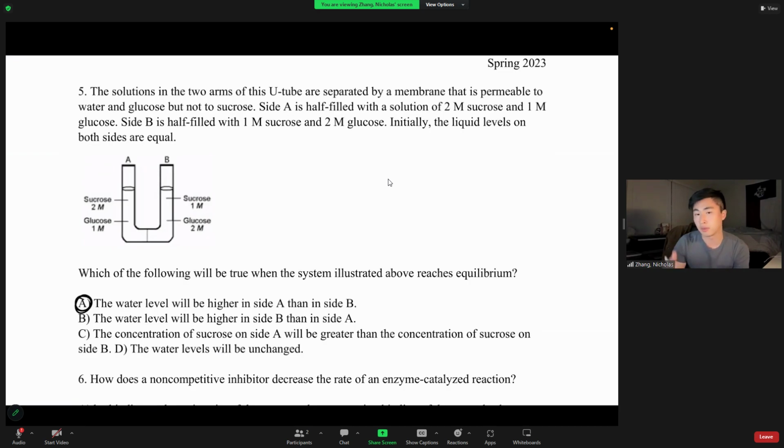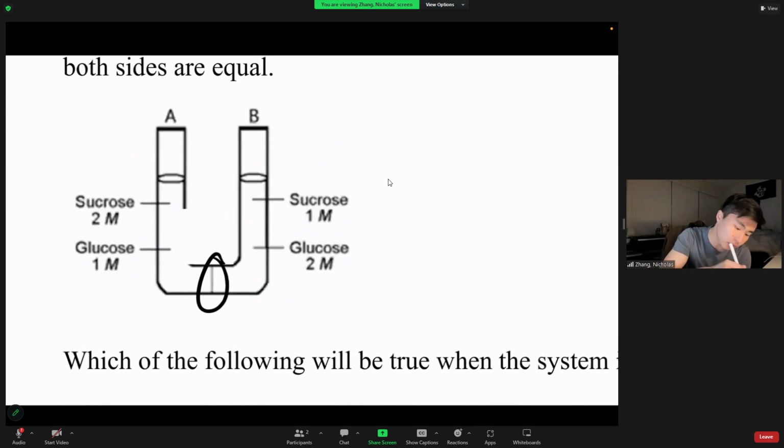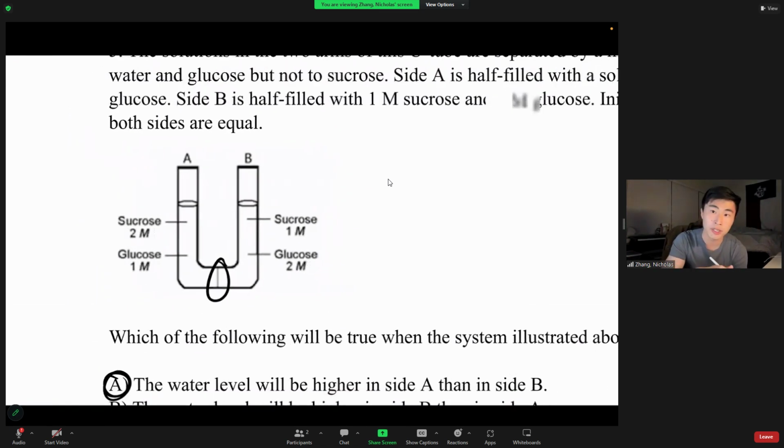So basically what's going to happen? Well, the first thing that we should notice is that because glucose is permeable to this little thing in the middle, we can assume that the glucose concentrations will stabilize by the glucose moving across that barrier. So in a way, at the end of this, if we give it time, it'll likely be 1.5 molar glucose on both sides, right? So that wouldn't cause any water level shifts in the U-tube.